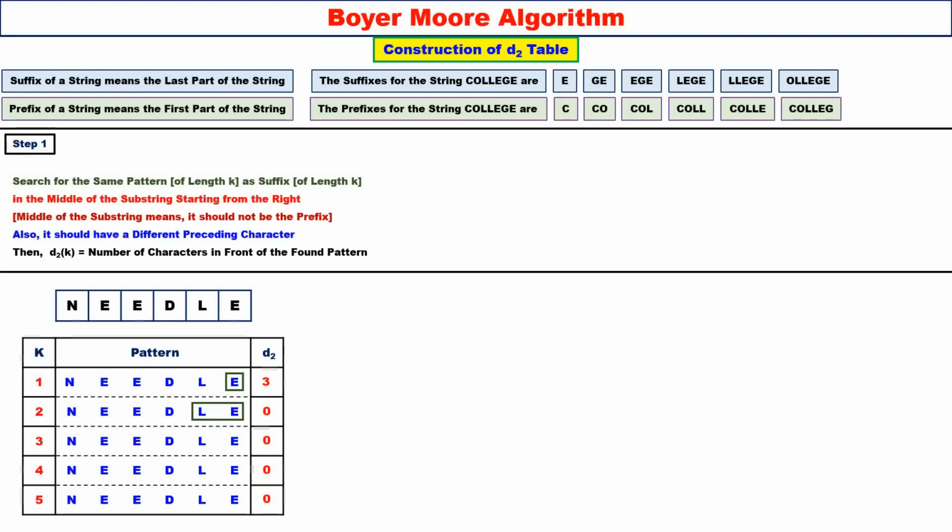LE, is it found from the right? The pattern, the suffix LE. No, LE is not found. Therefore, we cannot do anything. Go to the next. K is equal to 3, which means the size of the suffix is 3.